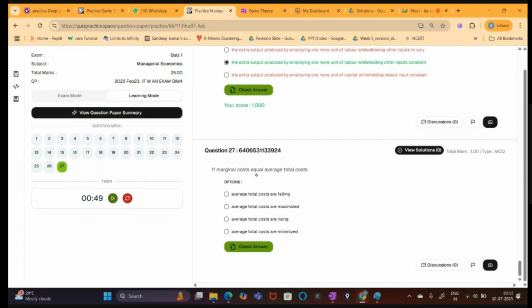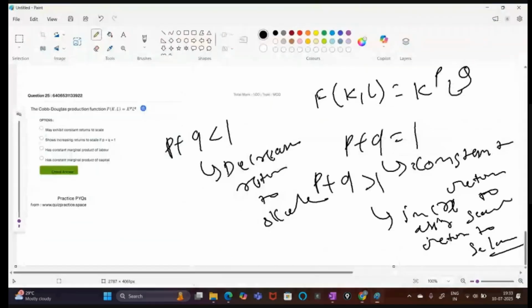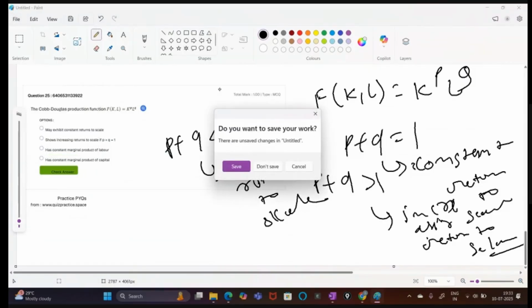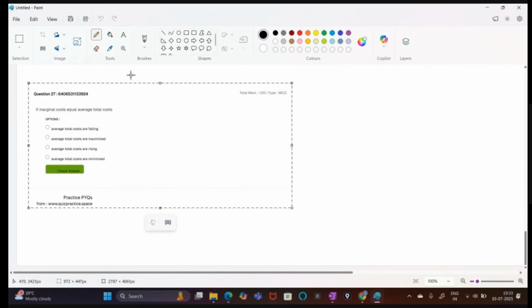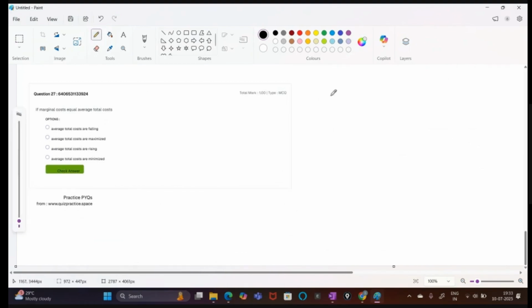And for marginal cost, if the marginal cost equals average cost, then which one would be the answer? Let me copy it first. Okay, so let me tell you something. If MC is greater than ATC, ATC means average total cost, and MC means marginal cost. So it is asking about average total cost if MC equals ATC, right?